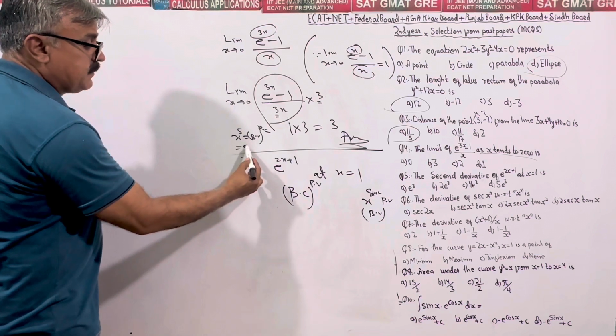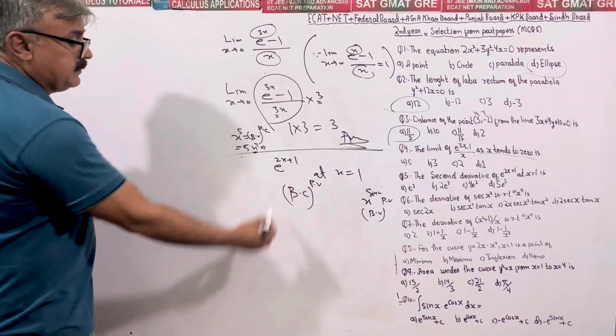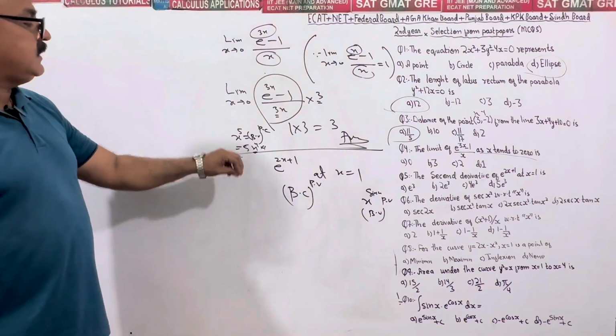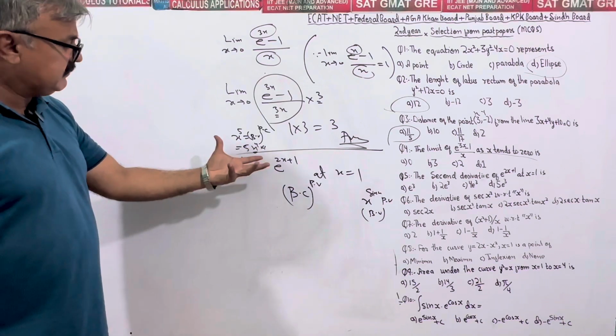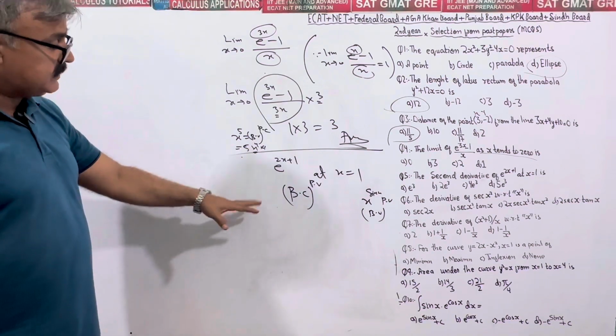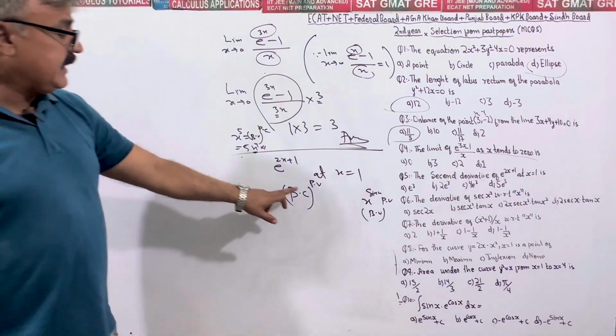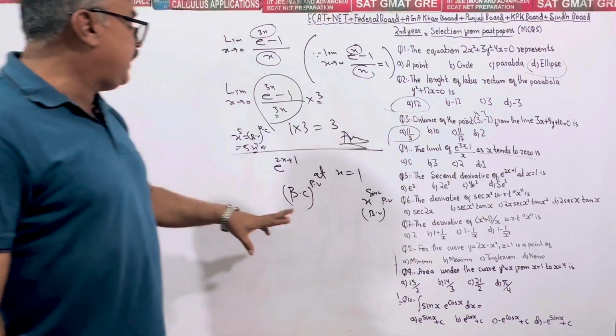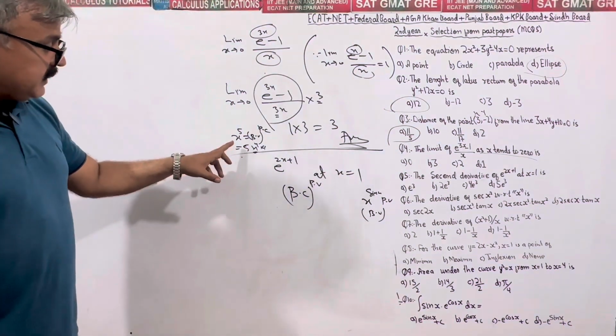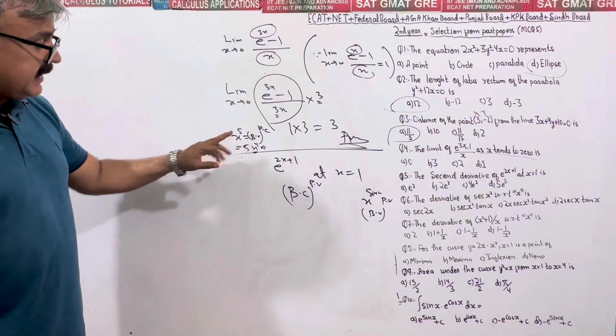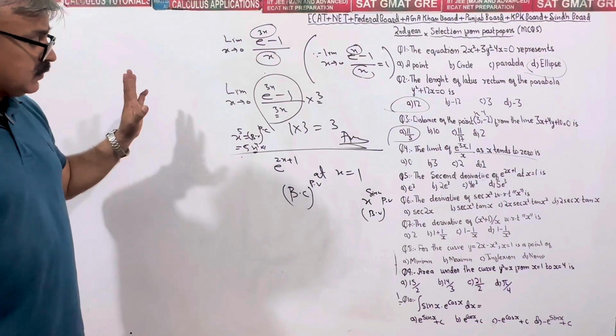What we have to do: drag the power down, subtract 1 from the power, then take the derivative of the base. This is the familiar case. Students always work on that, especially new beginners, newcomers. That is the second case. That's the third case. You should have a fair idea about these three cases. Normal case, base variable power constant: drag the power down, subtract 1 from the power, and so on.